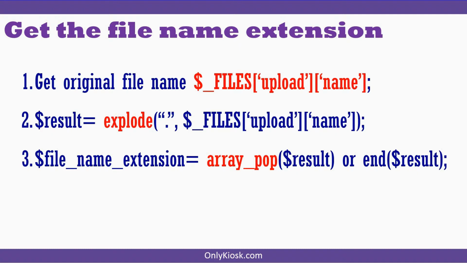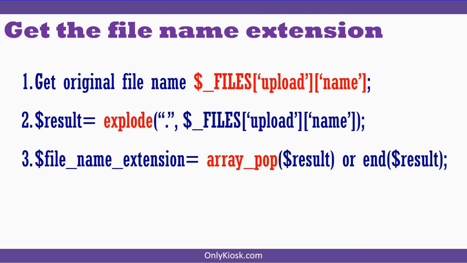Therefore, we can use the explode function to cut the string. The explode function has two function arguments. The first one is to tell the function where to cut, therefore we put a dot here. The second one is the string to be cut, so variable files upload name. In this way, we cut the string at the last dot. The explode function will return an array, and the last array element is what we want. Therefore, array pop. Alternatively, you can use the end function. Then you assign the returned value to a variable, file name extension, and that's it.